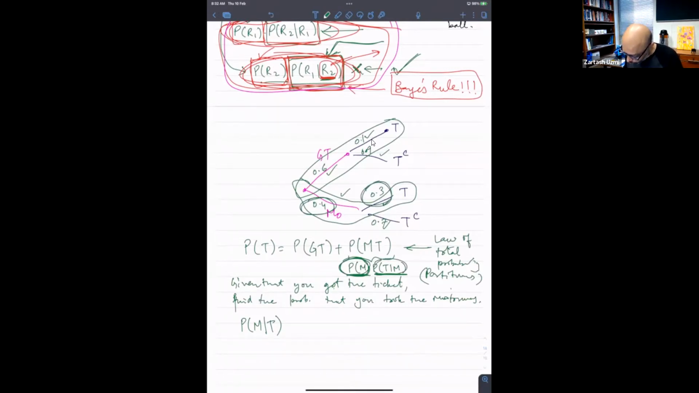Okay? If I ask you this question, what is the probability of M given T? This cannot be easily answered. I am telling you that you got the ticket. I told you the later thing, but what decision did you take earlier, the motorway or the GT road? I did not tell that to you. Okay, but I told you that you got the ticket, which means either this happened or this happened.